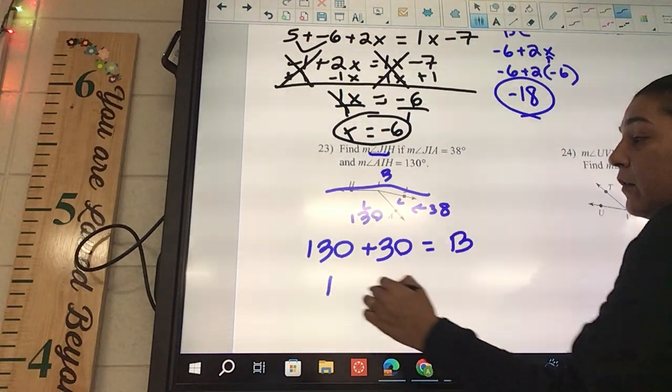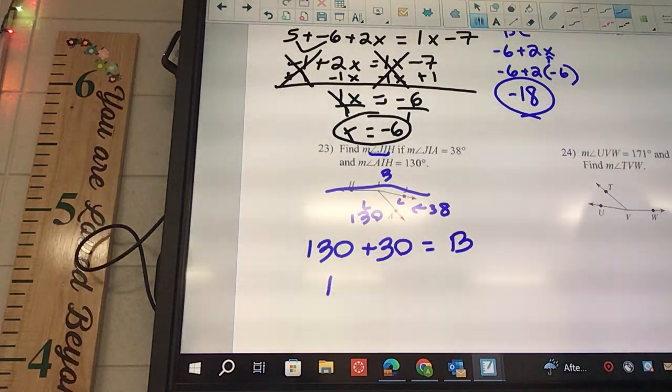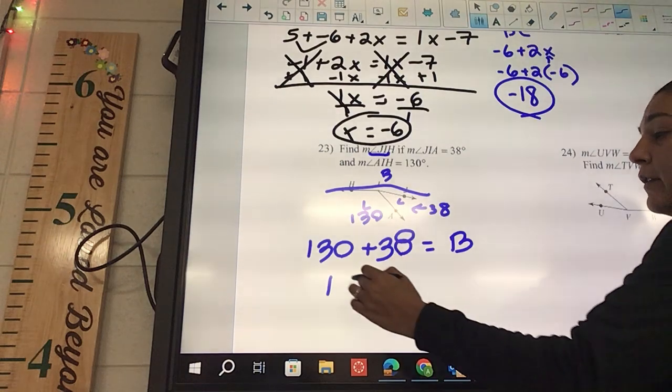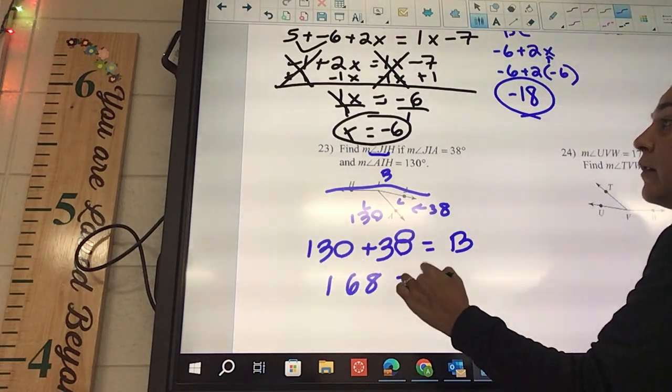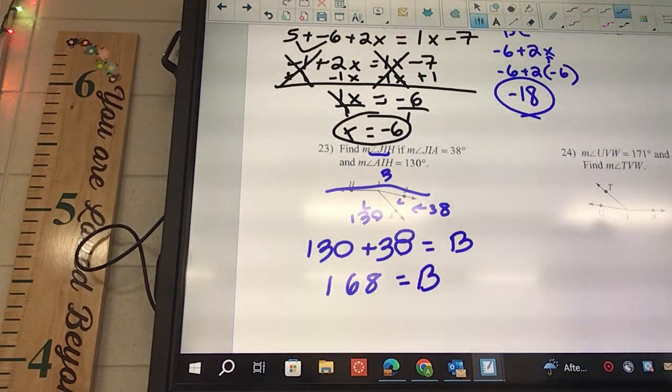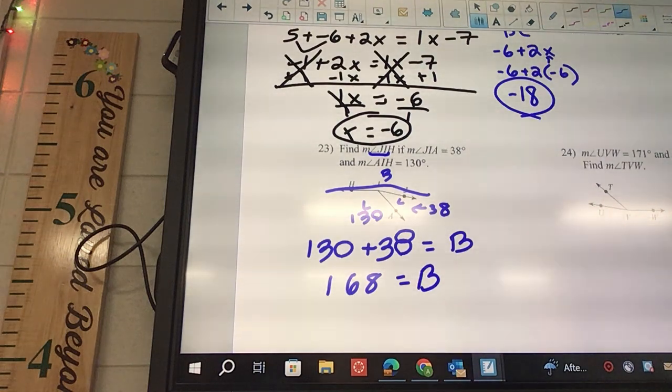68. What's wrong with mine then? Oh, right here, should be 38. I don't think 21's right, but I guess it doesn't matter. I get it.